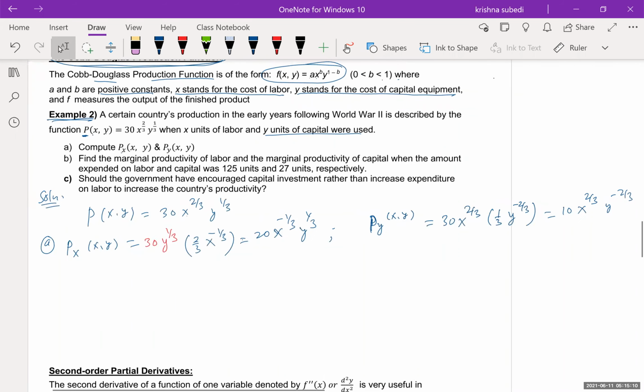Okay. Now part A is done. Part B. Find the marginal productivity of labor and the marginal productivity of capital when the amount spent on labor and capital was 125 units and 27 units. Okay, so part B, marginal productivity of labor.